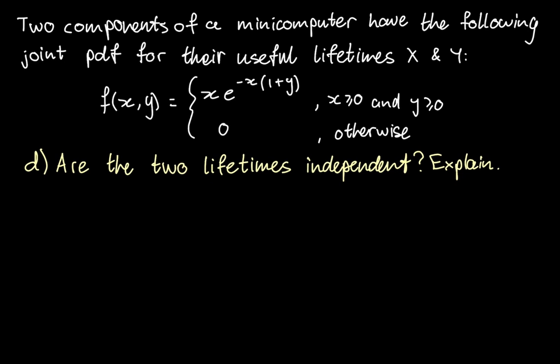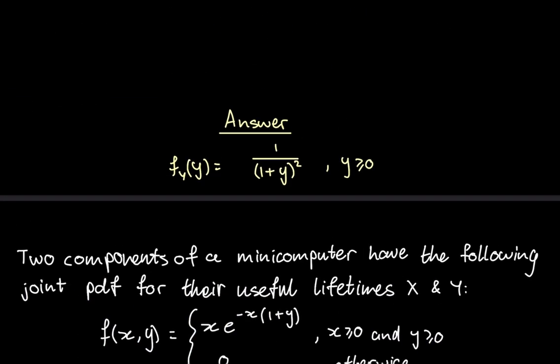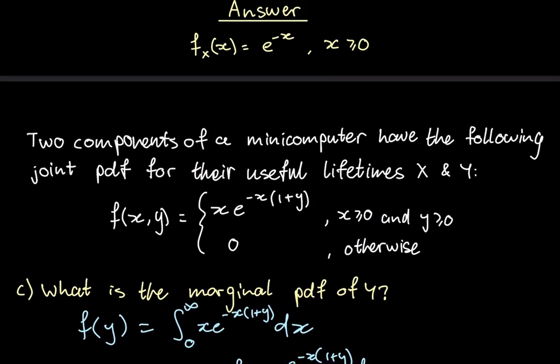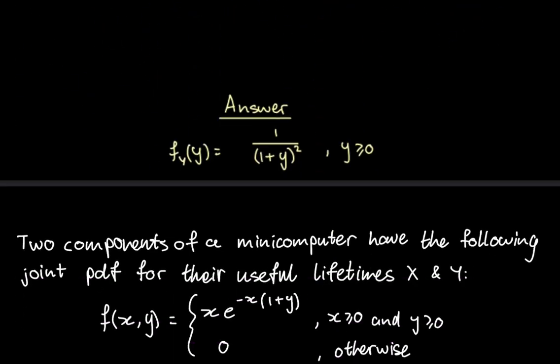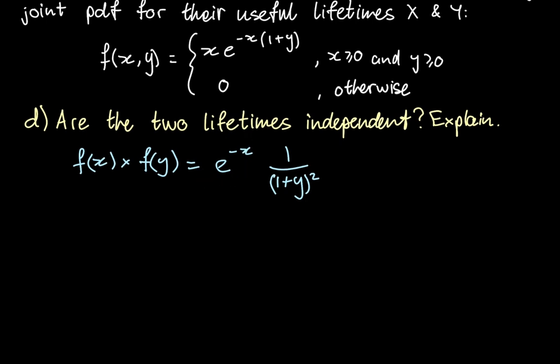Okay, so what would make them independent? They would be independent if the product of their marginal PDFs equated to the joint probability density function. So what were their marginals? Well, I'm basically looking for f of x times f of y. F of x, if you remember correctly, was e to the negative x, and f of y was 1 over 1 plus y squared. Let's check that's correct. Yeah, 1 over 1 plus y squared for f of y, and f of x was e to the negative x. Okay, so e to the negative x times 1 over 1 plus y squared.